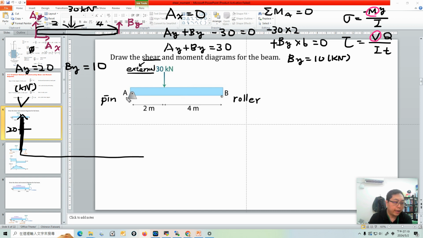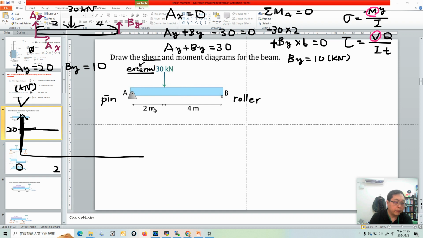So between 0 and 2, maybe 2 is here. Between 0 and 2, there is no external loading, so the shear force is the same. It stays at 20.